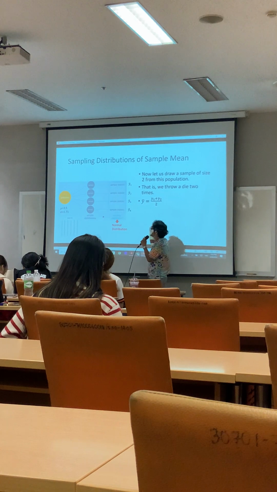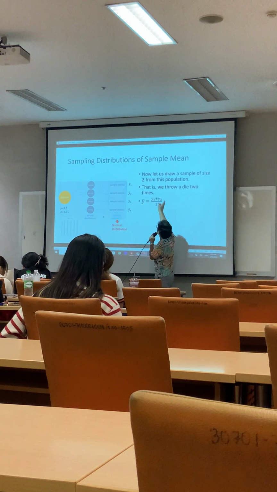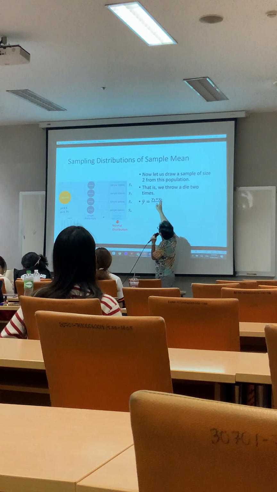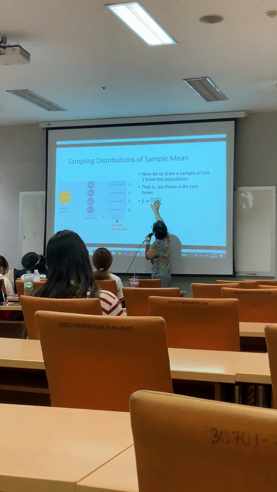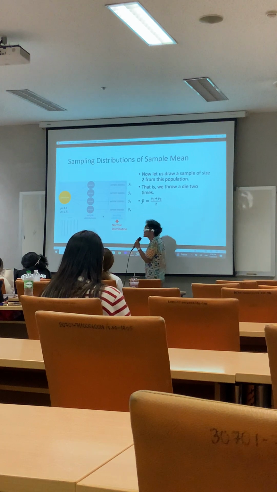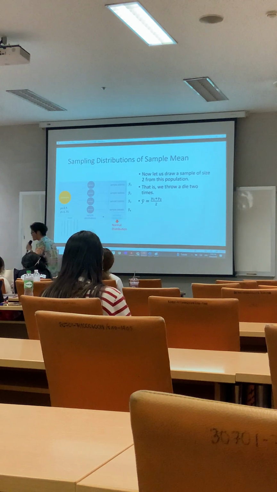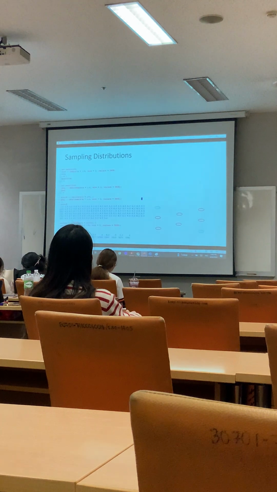Okay. In terms of y, y can be only 1, 2, 3, 4, 5, 6. So y1 and y2 here are the outcome from the first roll of the dice and the outcome of the second roll. It has to be either 1, 2, 3, 4, 5, 6. But once you calculate the sample mean, the outcome changes. It can be more than just 1, 2, 3, 4, 5, 6. Let me show you what it is.